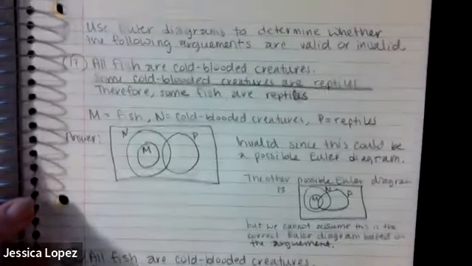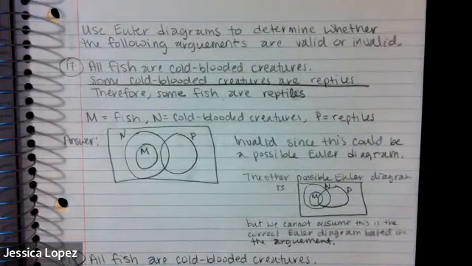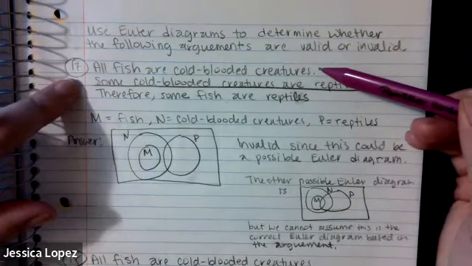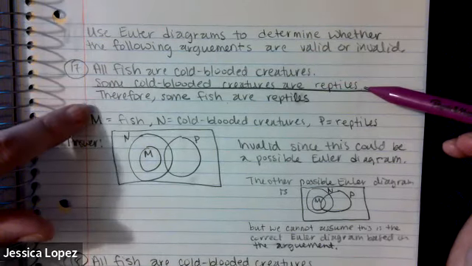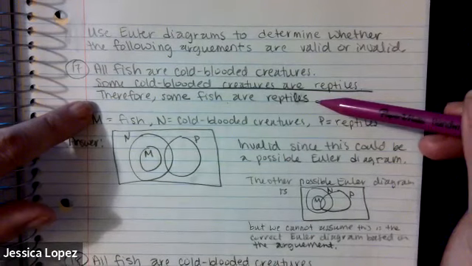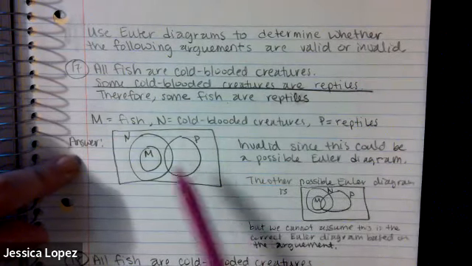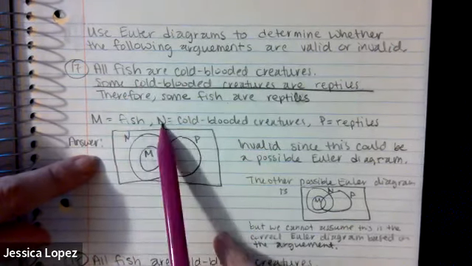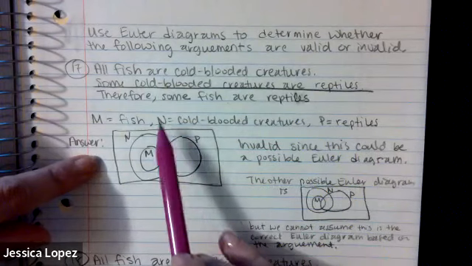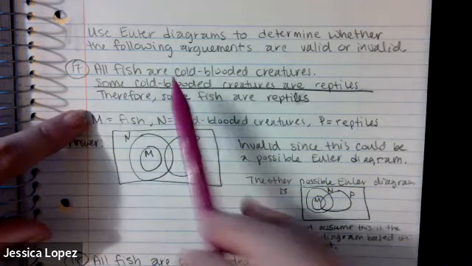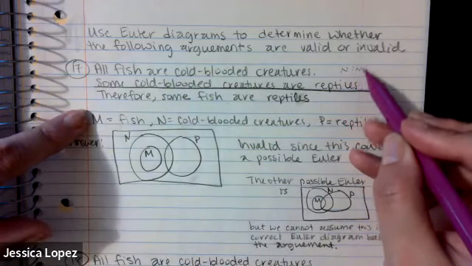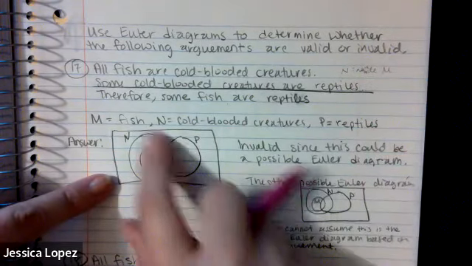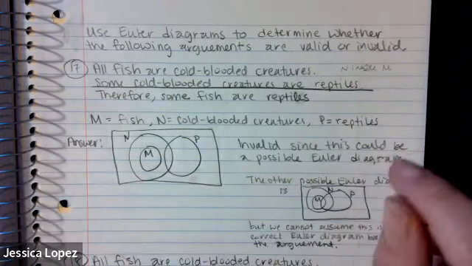Now here it says, use Euler diagrams to determine whether the following arguments are valid or invalid. So 17, all fish are cold-blooded creatures. Some cold-blooded creatures are reptiles. Therefore, some fish are reptiles. And so what I've done is, the all fish are cold-blooded means that if M is the fish, N is the cold-blooded creatures, and P is the reptiles, this statement up here is telling me that N is inside M, okay? And so then I did draw a circle with the M on the inside, okay?